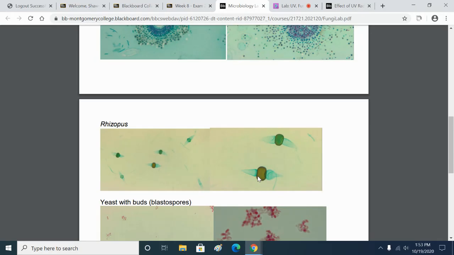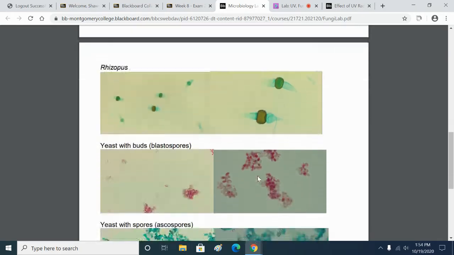And as we're going to learn in lecture, it's the sexual phase of a fungus that is used to classify that fungus. And if they can't find the sexual phase, then they stick it into this general category we'll talk about. But usually, eventually, they do discover the sexual phase, so they can then classify the actual fungus.